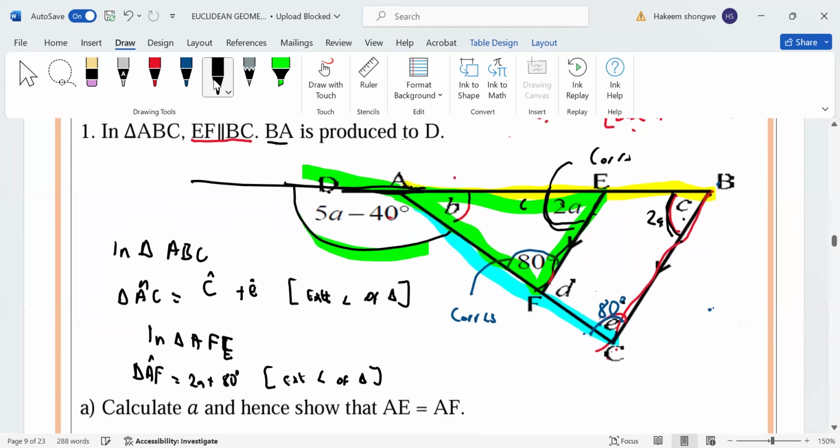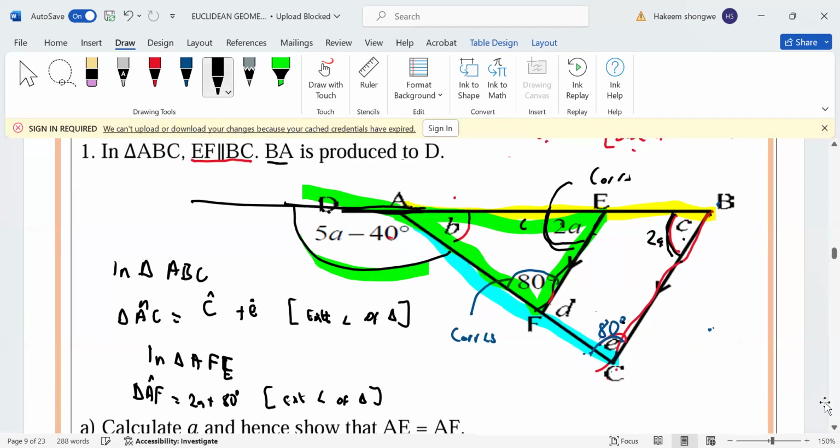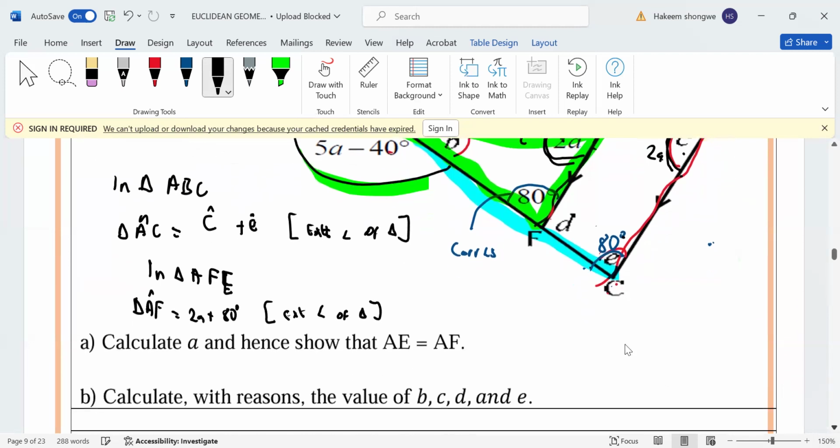Now that you have used the statement, you can go and then say, let me find out what it is that you're looking for. It's going to be easy, you'll see. It's plug and play now. First thing first, they say calculate A. Now, they say we should calculate A and hence show that AE is going to be equal to AM. How do I calculate A? Now, based on the notes that I made here, which one seems to have A?